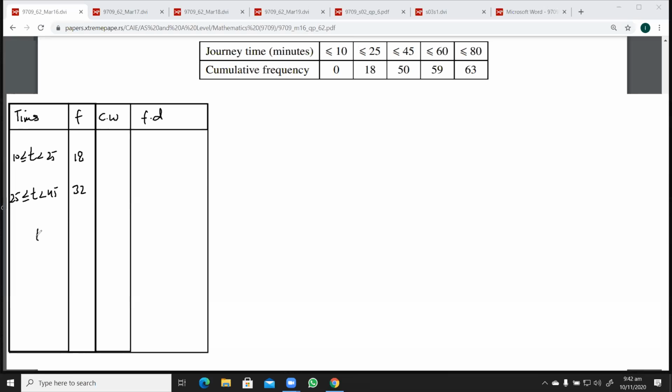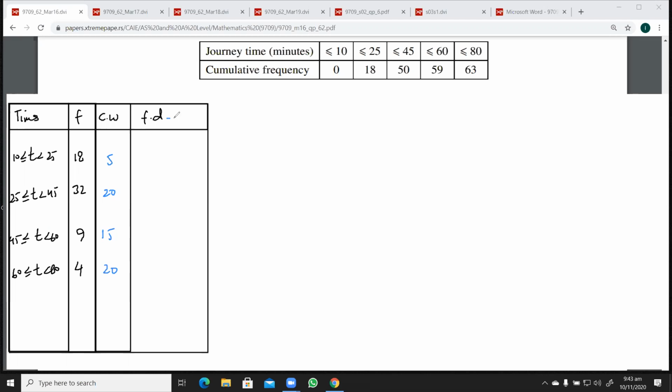Then the next group is from 45 to 60. How much frequency for that? That would be 9, okay? And then from 60 to 80, the frequency is 4. And then you have the class widths. The class width is 5 here, 20 here, 15, and then 20. Okay.